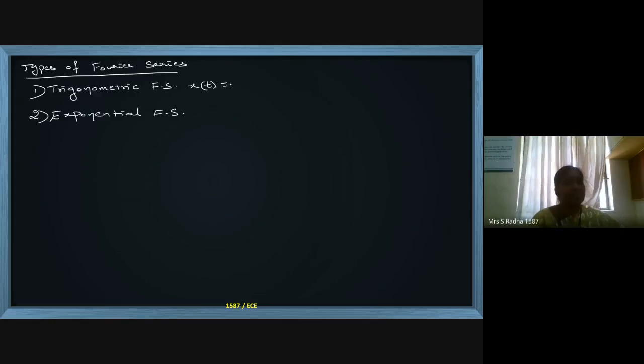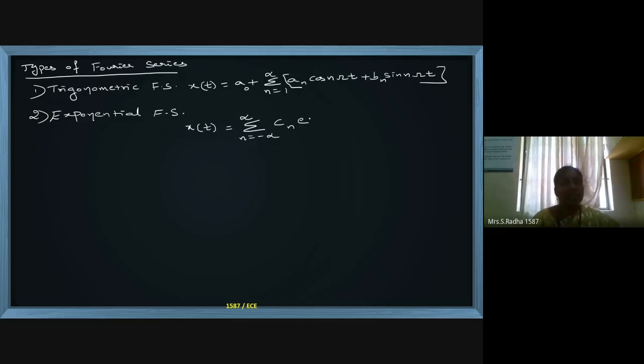So it is a naught plus summation n equal to 1 to infinity of an cos n omega t plus bn sin n omega t. This is the representation in the trigonometric Fourier series. In the exponential Fourier series, the signal can be represented as summation n equal to minus infinity to plus infinity of Cn e power j n omega t. Let this be equation 1, the trigonometric Fourier series, and this be equation 2, the exponential Fourier series.